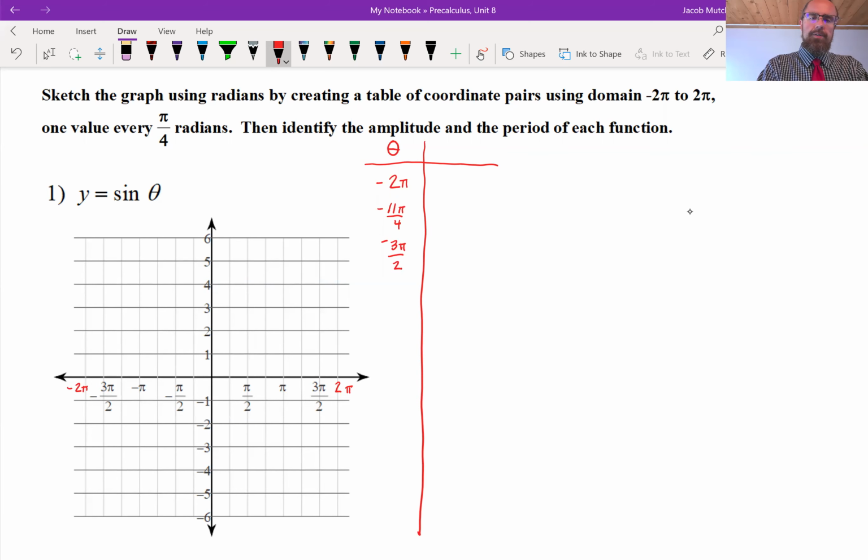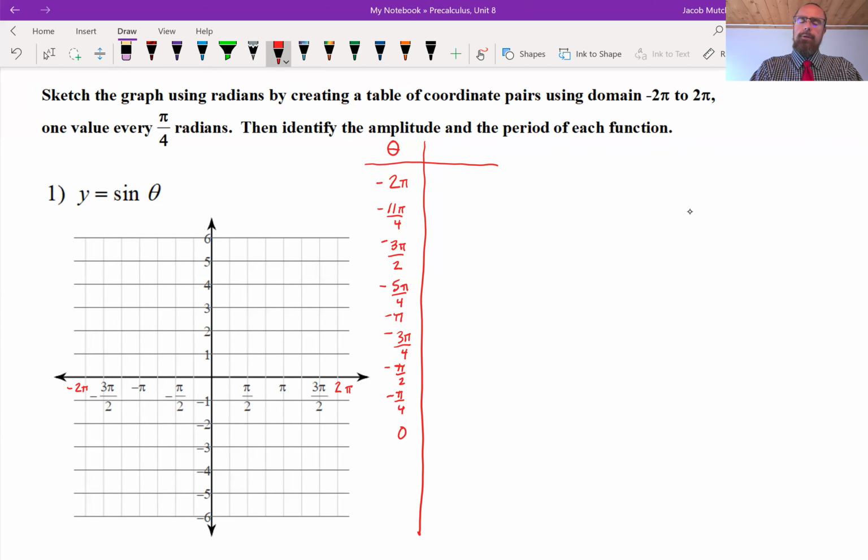And then I've got one that is not marked. So that's going to be -5 pi over 4. And then I've got -pi. And then one again that's not marked, that's -3 pi over 4. And then I've got -pi over 2, -pi over 4, and 0. So those are my negative versions from -2 pi to 0.